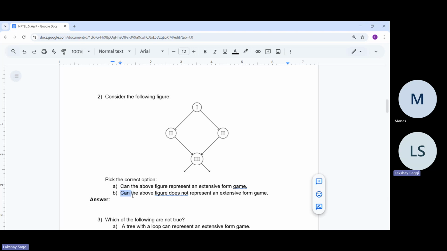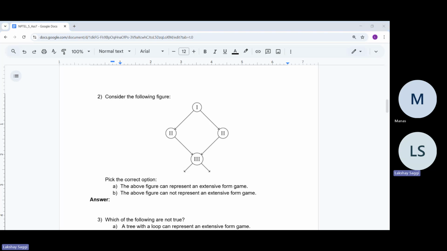Maybe I should write it like this. The above figure cannot represent an extensive form game. Or the above figure can represent. Yeah. The figure can represent an extensive form game.